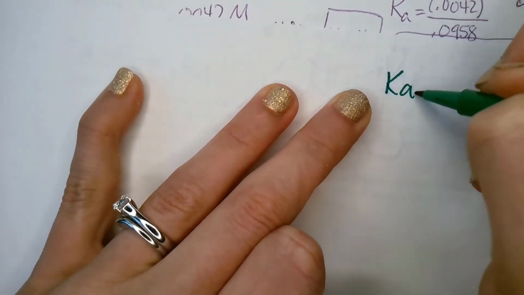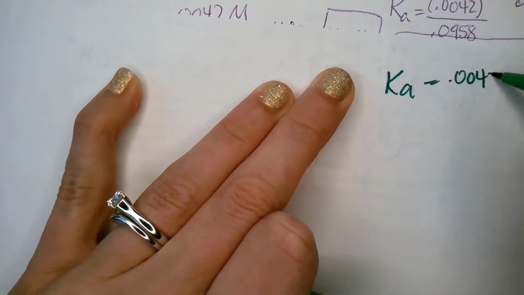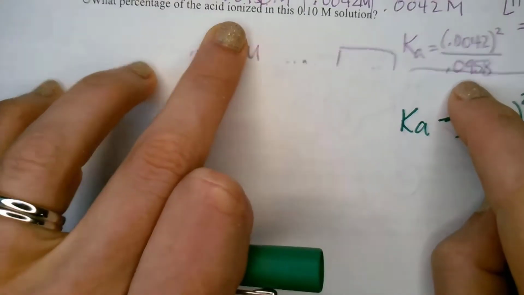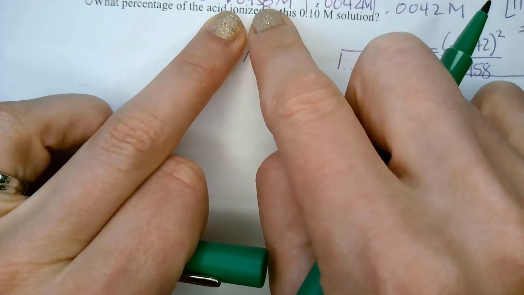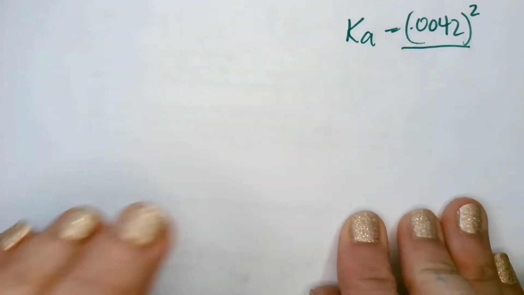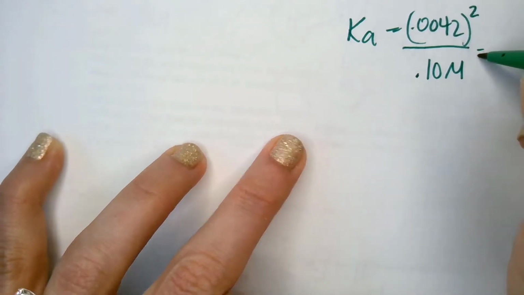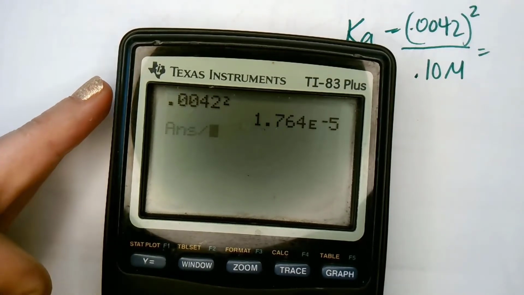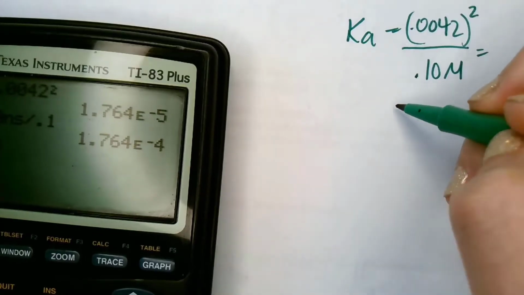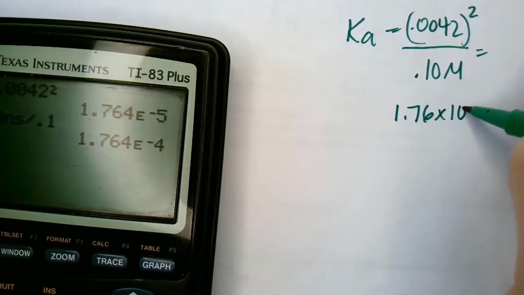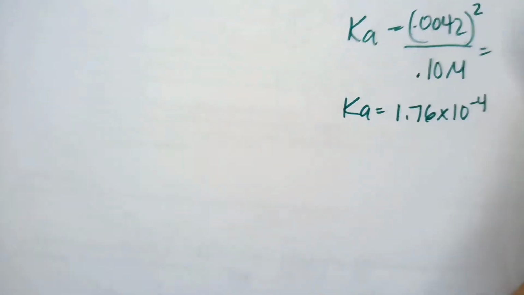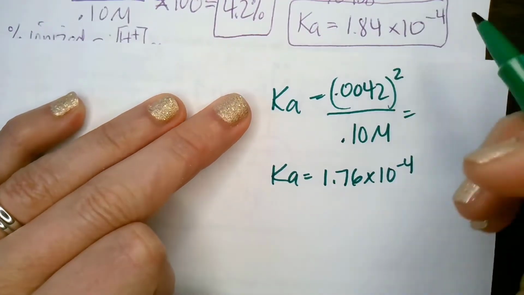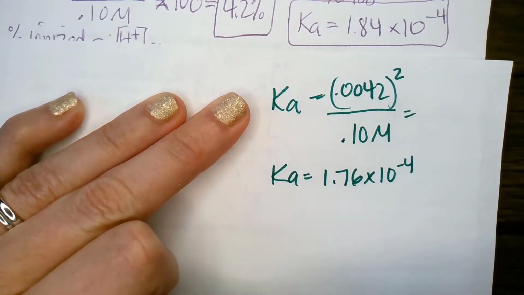So let's just say, for example, if we were to plug in our values for Ka using 0.0042 squared, but instead of using this equilibrium value, taking out this minuscule amount from our original acid, we used our original amount of acid, 0.10, and we did this math, we would get 0.0042 squared divided by 0.1. And our answer would be 1.76 times 10 to the negative fourth, which is really similar to what we got: 1.84 times 10 to the negative fourth, 1.76 times 10 to the negative fourth.